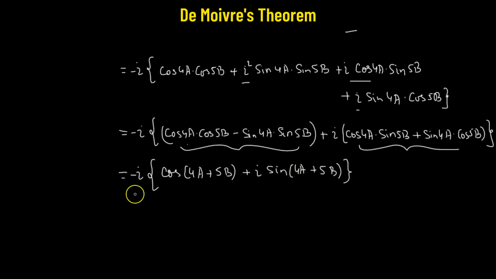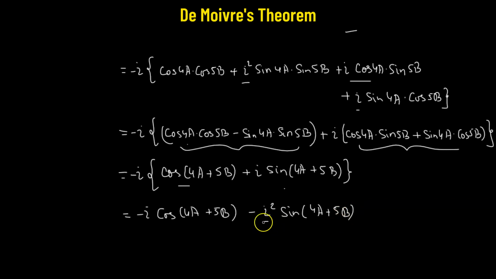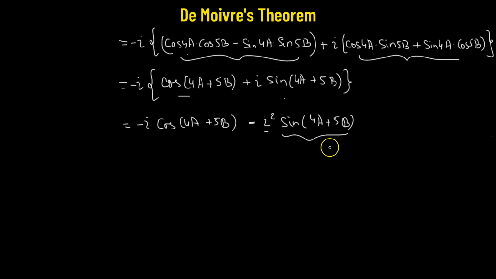Right. So now we will multiply negative iota to each of the terms. We have negative iota multiplied to cosine of 4a plus 5b minus iota squared times sine of 4a plus 5b. Now because iota squared is negative 1, and we also have a negative sign here, so this will become positive, and this then will become the real part. So we'll finally obtain positive sine of 4a plus 5b minus iota times cosine of 4a plus 5b.